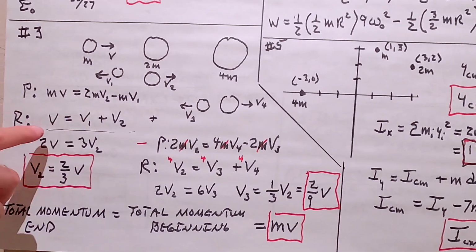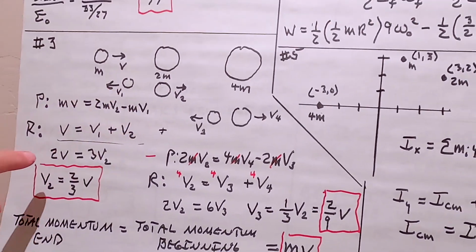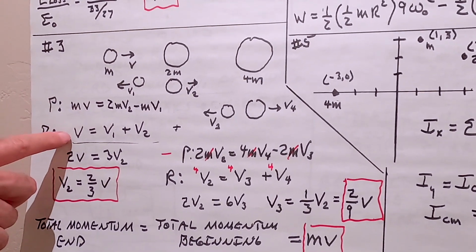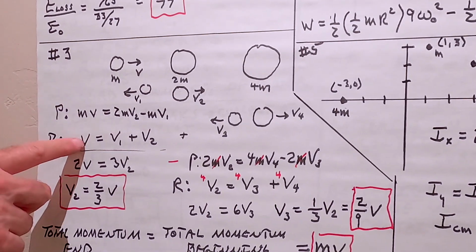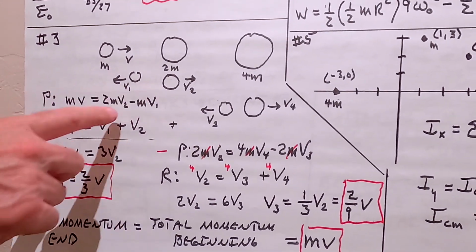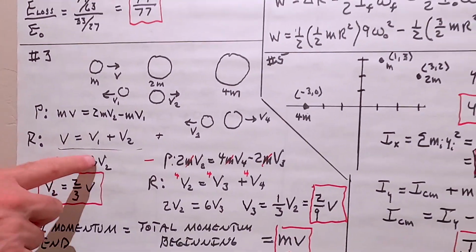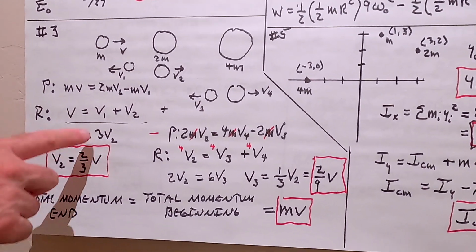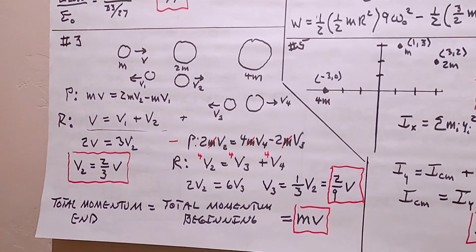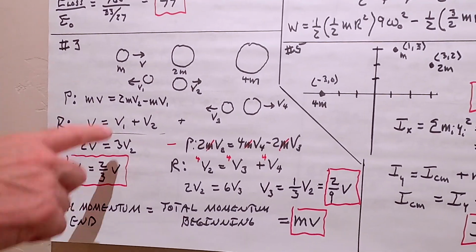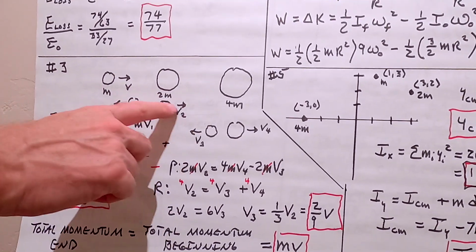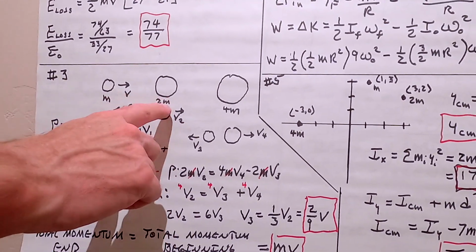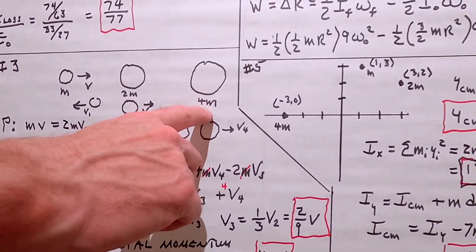So what we'll do is we'll cancel the m's here. I think I just added these two equations together. If I add these two equations, these two terms cancel, and you get 2v equals 3v2, or v2 equals, just bring down the 3, 2/3 v right there. So there's the speed that this one's going that way. Then I said the speed of the 2m after, and then this one's going to run into the 4m.